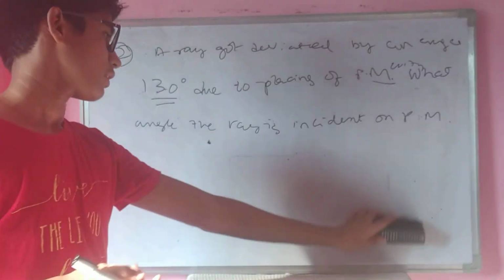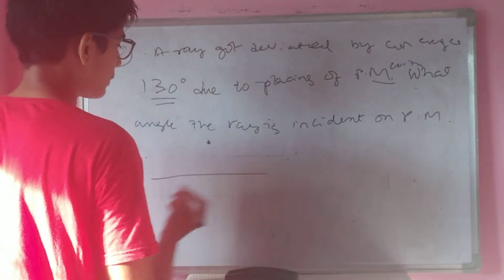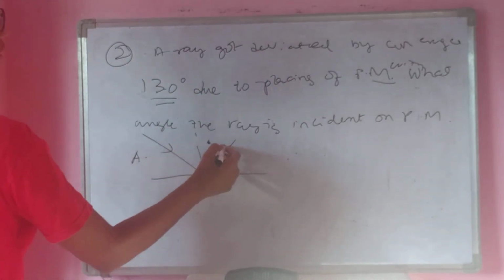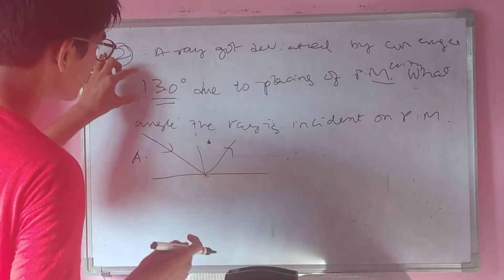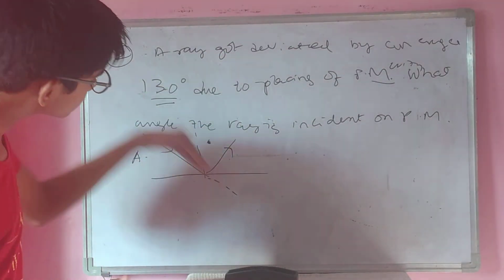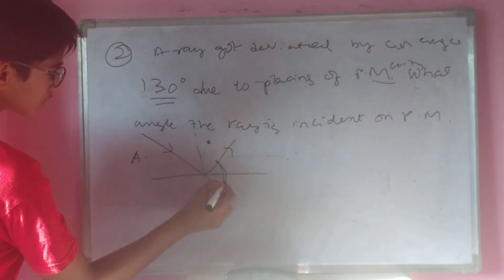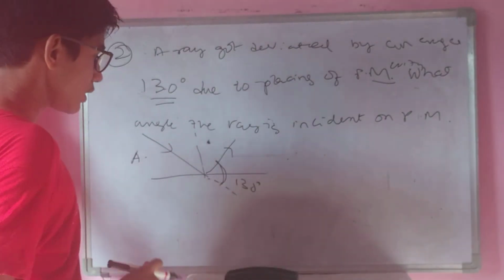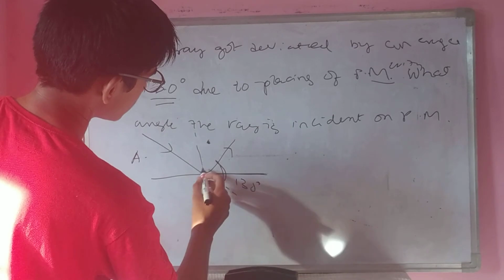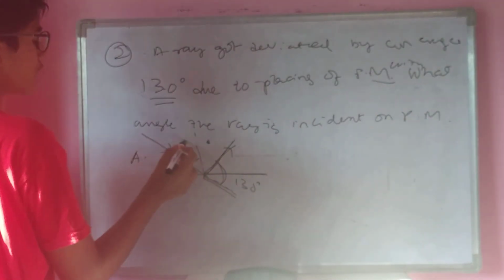Okay. I am going to discuss this sum. They had said a plane mirror is kept. A ray is coming at an angle. This is the normal, it got reflected. They are saying the ray got deviated from its path by an angle 130 degrees. This is coming like this, and it got deviated by an angle 130 degrees. So this total angle is 130 degrees. And we have to find this angle only now, the angle of incidence.